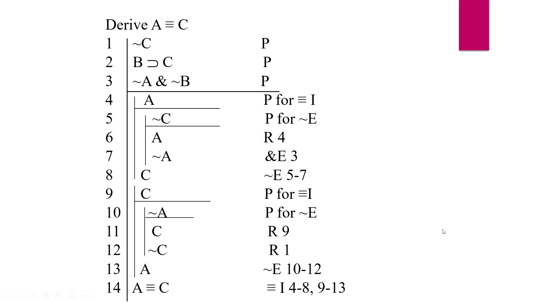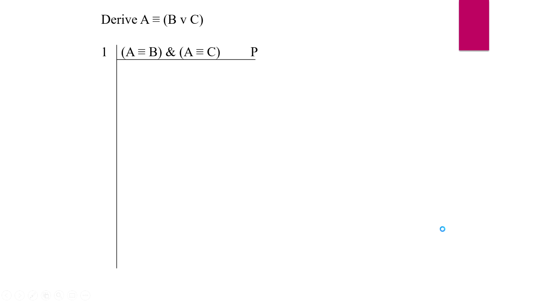Now let's look at another problem. We need to derive A if and only if B or C from the premise A if and only if B and A if and only if C. Since our conclusion is a biconditional, just like the first problem, we're going to do two subderivations from biconditional introduction.